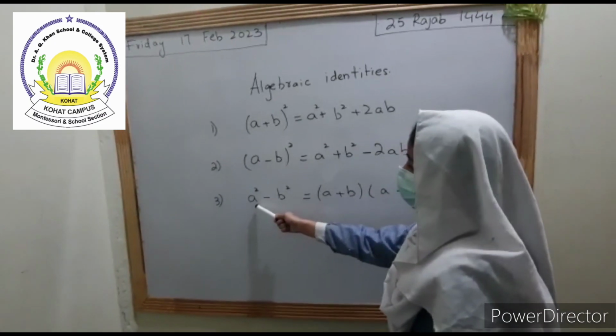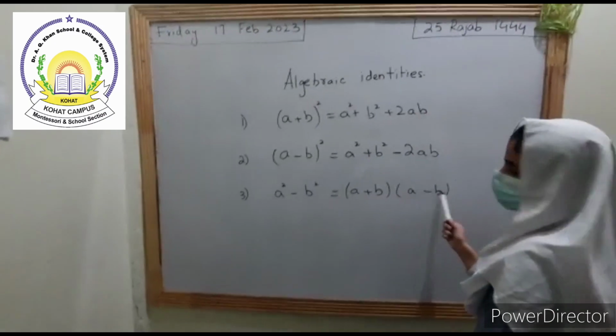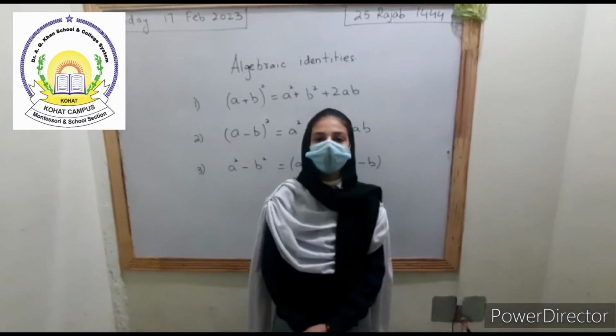Third: a squared minus b squared is equal to (a plus b) multiplied by (a minus b). Hope you have learned something new about algebra today.